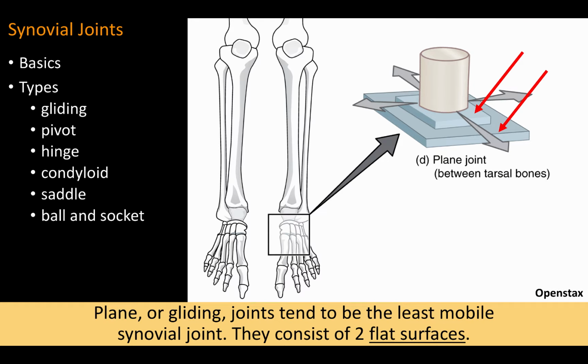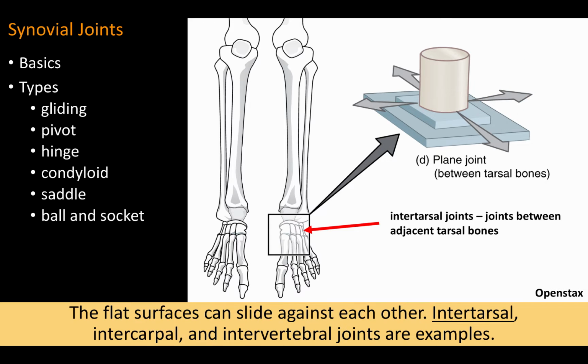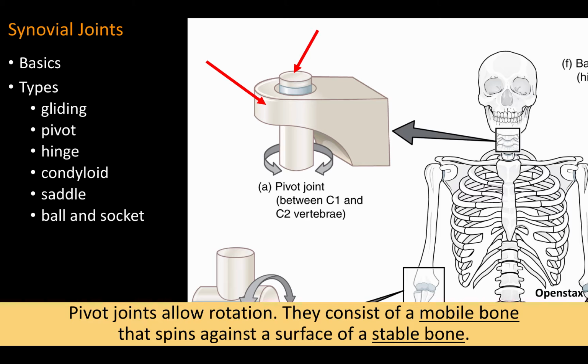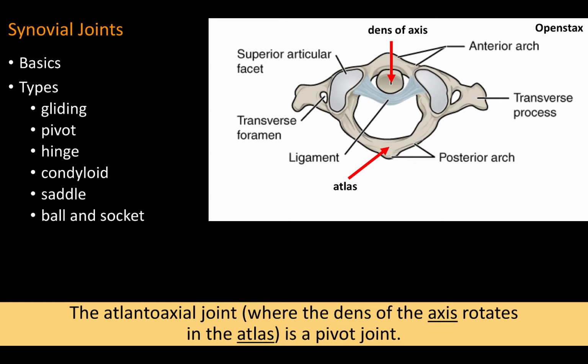Plane or gliding joints tend to be the least mobile synovial joint. They consist of 2 flat surfaces. The flat surfaces can slide against each other. Intertarsal, intercarpal, and intervertebral joints are examples. Pivot joints allow rotation. They consist of a mobile bone that spins against a surface of a stable bone. The atlantoaxial joint, where the dens of the axis rotates in the atlas, is a pivot joint.